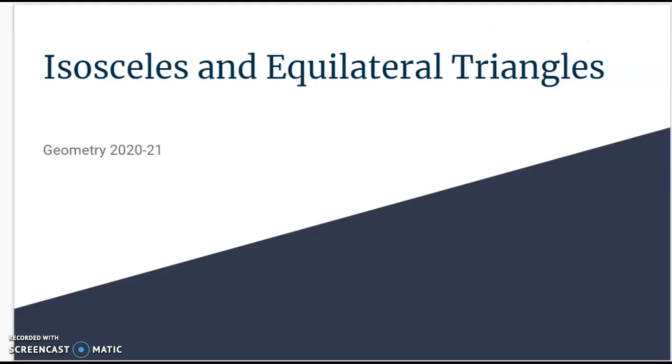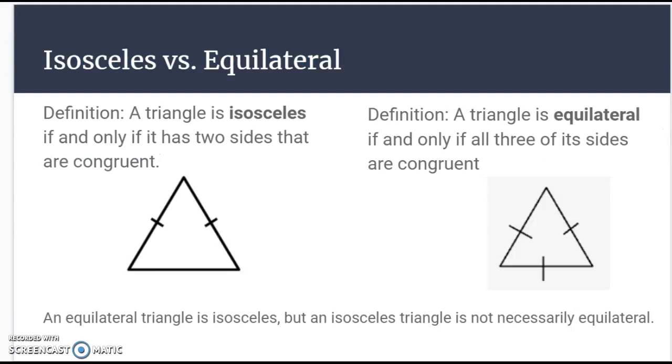Isosceles and equilateral triangles. An isosceles triangle is a triangle that has two congruent sides. So if the triangle is isosceles, then it has two sides that are congruent. If it has two sides that are congruent, it's isosceles.